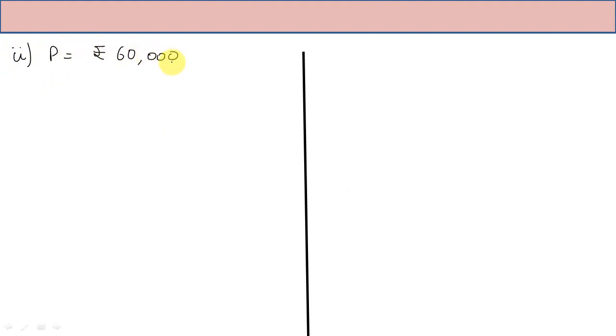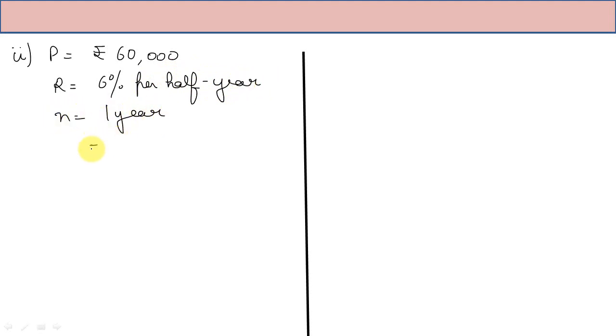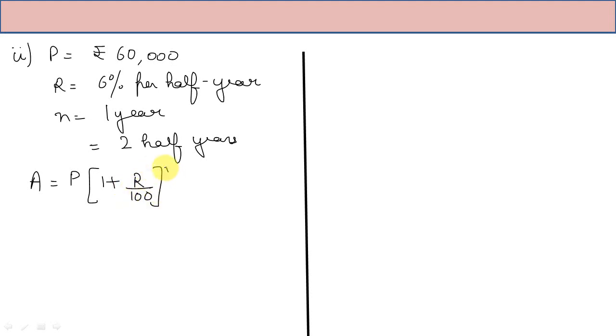And the rate I can directly write down here, 6% per half year, right? And the time given to us is 1 year. 1 year means 2/2 years, right? What we need to find out? Amount. Amount formula is principal into 1 plus rate upon 100 raised to the power n. So this is equals to rupees 60,000 into 1 plus 6 upon 100 raised to the power 2.